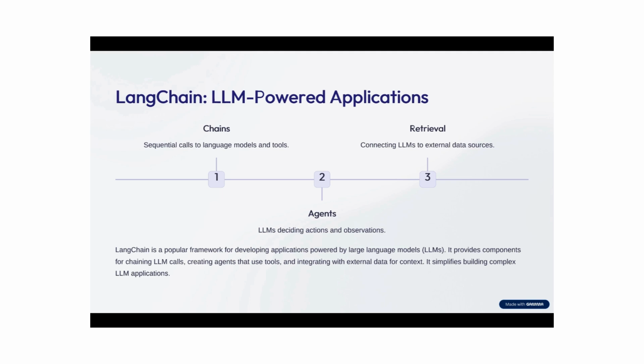So for example, if you have sequential chains, you have one LLM call going to an LLM model, you get an output, you feed the same output to a next call and get the output from the second LLM call. That's a sequential thing.